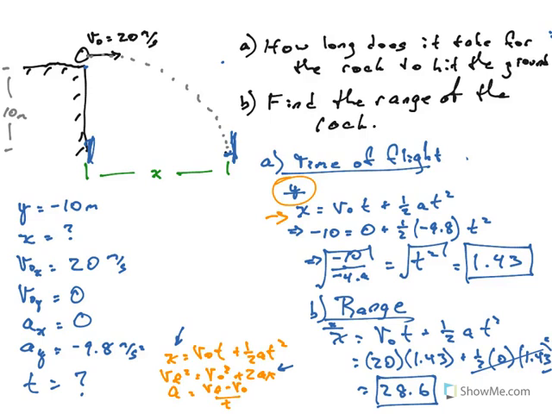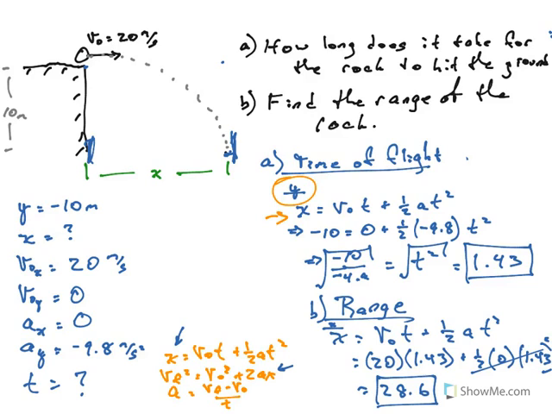Part B, same thing happens. What is it I'm looking for? I'm looking for the range. What does range mean? Range means horizontal distance. Well, that's good. That automatically tells me I have to look in the x direction. So don't even ask about the y direction because it doesn't matter.